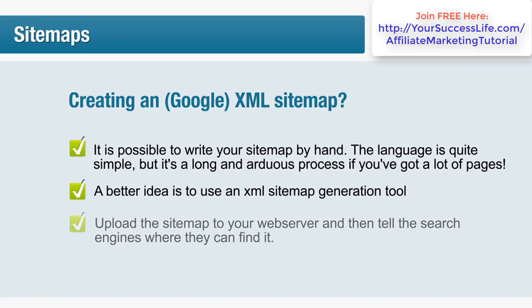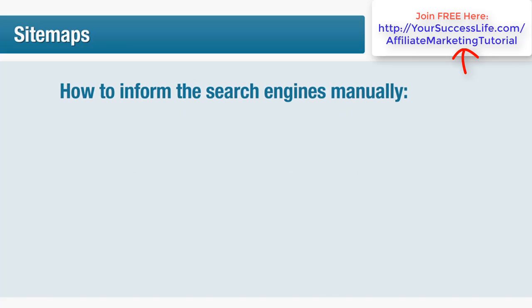The next thing you need to do is upload the sitemap to your web server, just like you upload any other file, and tell the search engines where they can find it. How to inform the search engines manually.